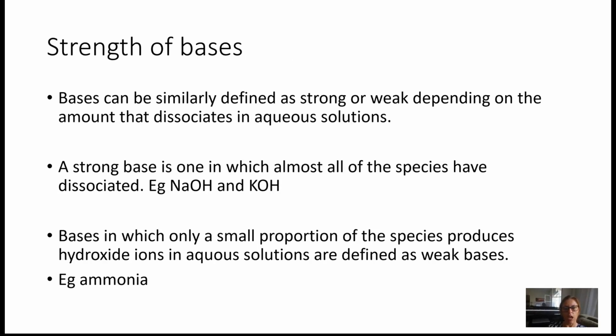Conversely, our bases are similarly defined depending on the amount that dissociates in the solution. A strong base, again, almost all of it will have dissociated, and our strong bases are KOH and NaOH, again usually determined by pH. Bases in which only a small amount dissociates are considered weak bases. There were not too many of these that you would have been familiar with, but ammonia was one of them.